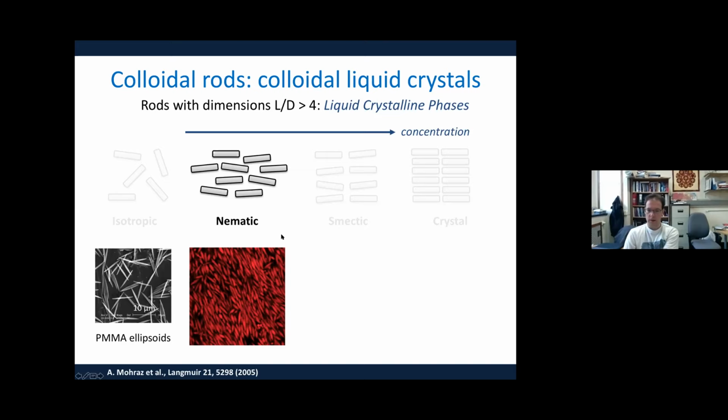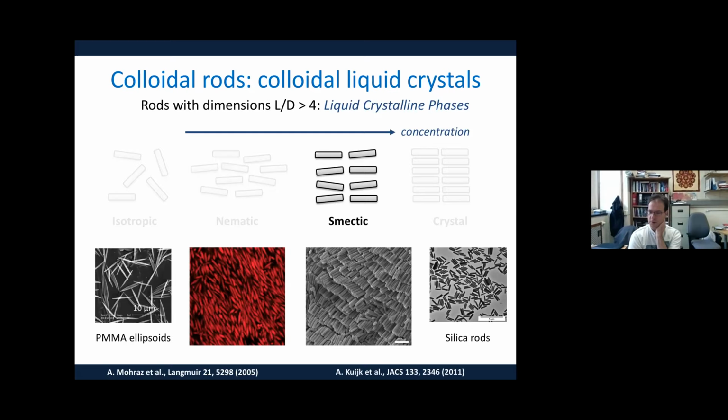I also have a picture here of a smectic liquid crystal made from colloidal silica rods. These were made in the group of Alfons van Blaaderen and Arnout Imhof by Anke Kuijk, also a famous paper from about 10 years ago. And here you have a beautiful SEM picture of a smectic phase where you can clearly see the layers coming in.